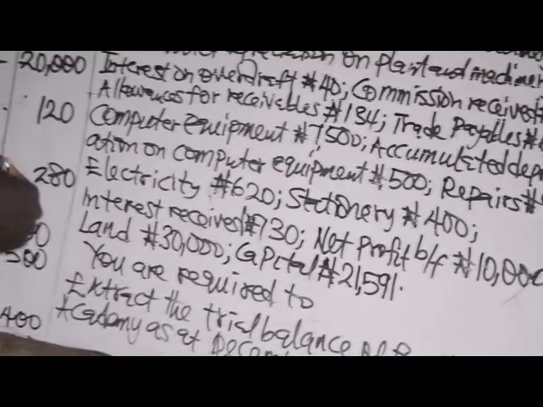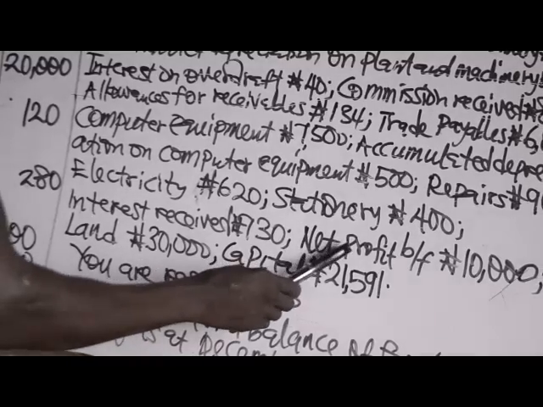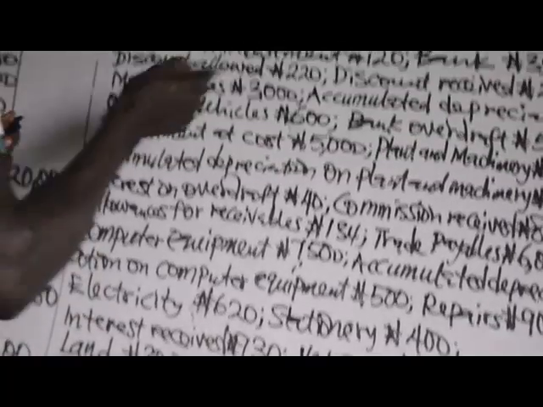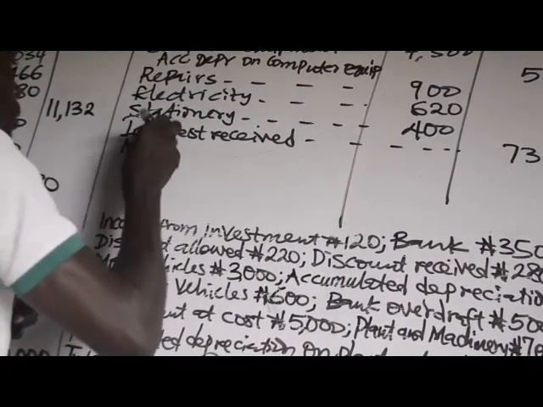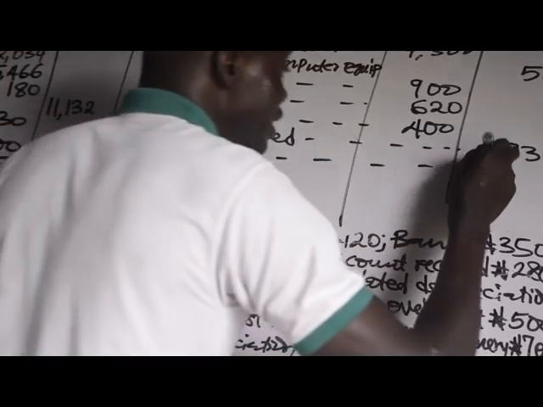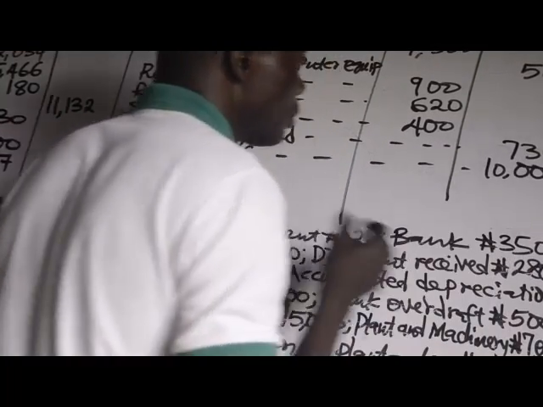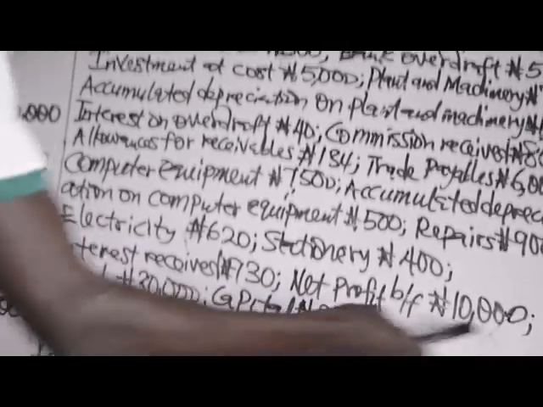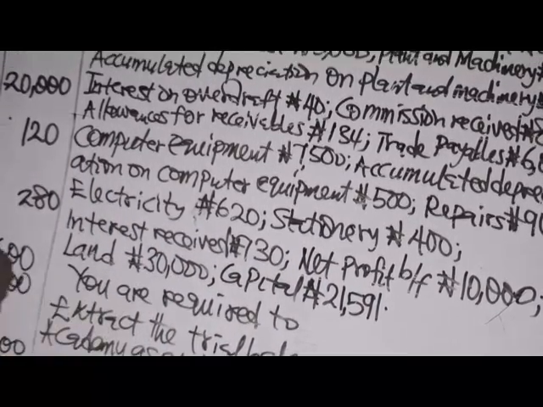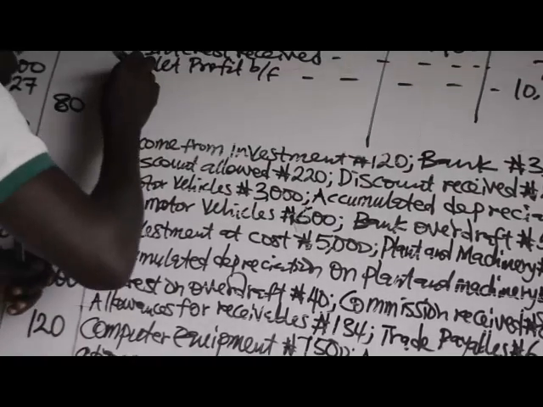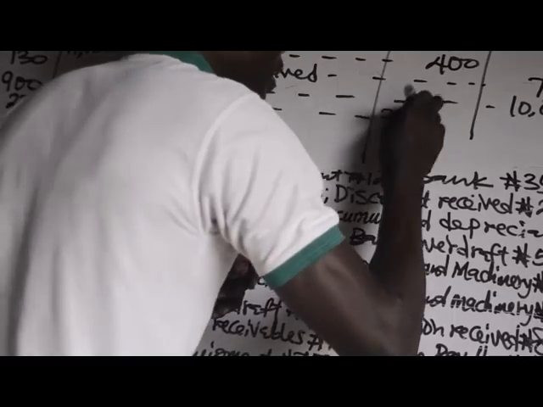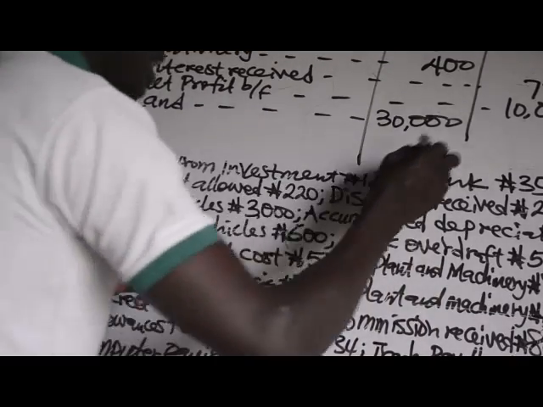After interest received of 730, we have net profit brought forward of 10,000. Net profit is an income, so it should be credited. Net profit brought forward, the amount involved is 10,000. After net profit, we have land of 30,000. Land is a property of the business. So property is an asset, so you debit it. Land of 30,000. So it should be debited.